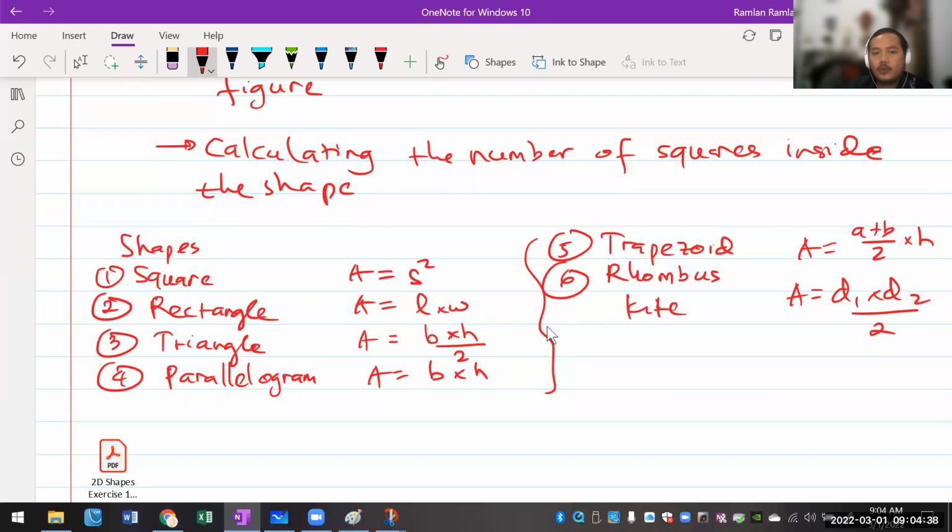Actually, we have one more, which is the circle, right? The area of a circle is equal to pi r squared, but we're not going to talk a lot about this. We're going to talk a lot about this in grade 8. But I'm just going to show you the formula that we use to calculate the area of a circle. Okay, everyone, I would like you to write this down.